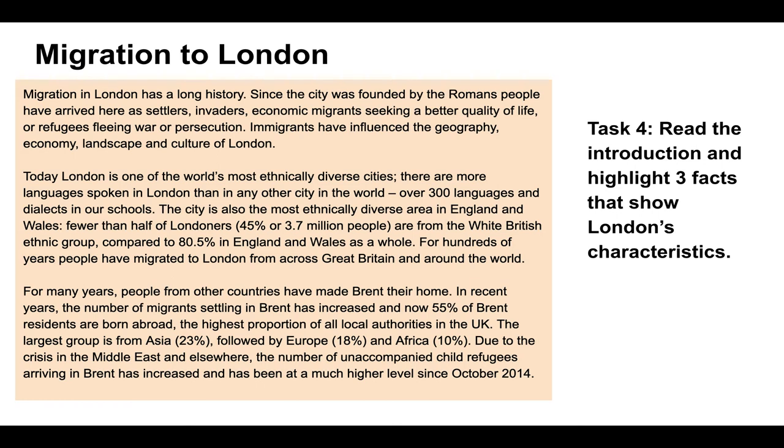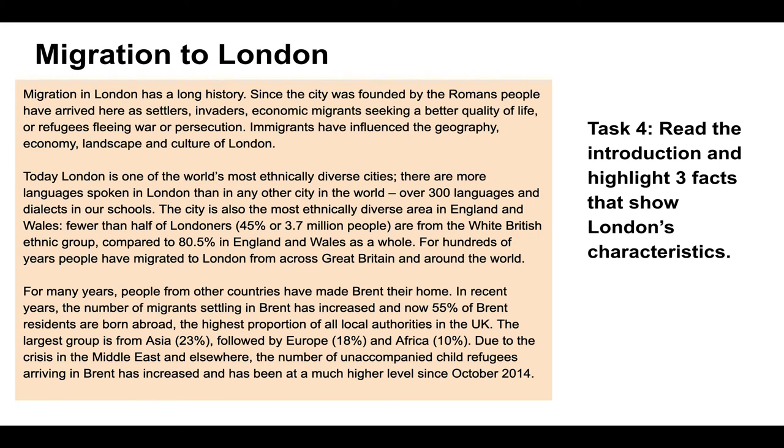So, continuing with this theme that migration has impacted London a huge amount, I have a few short paragraphs for you. I'd like you to read it for me, please. And when you've read this little introduction to migration to London, I'd like you to highlight 3 facts that you think show London's characteristics. Okay, what does it tell us about London and migration and how migration has influenced it?